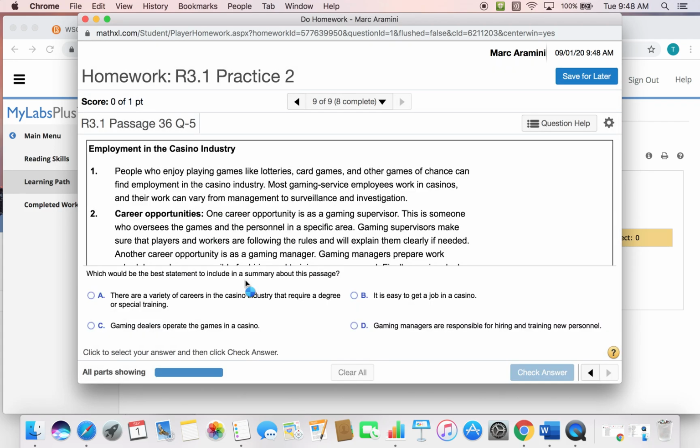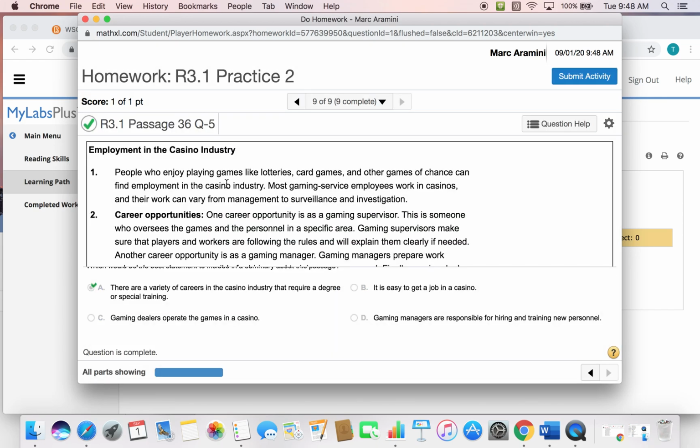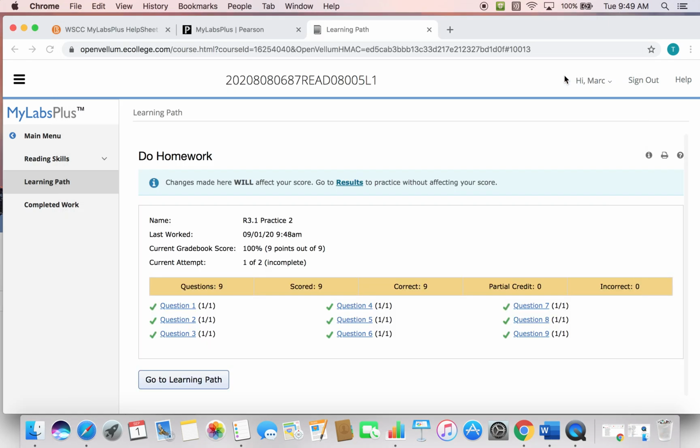Great. What would be the best statement to include in a summary about this passage? The variety of careers in the casino industry require a degree or special training. That's good. Let's see the others. Gaming dealers operate the games in the casino. That's a small part. It's easy. It never says it's easy. It doesn't say anything there. It says there's opportunities. Gaming managers are responsible. That's very specific. So we're going to go with the variety of careers in the casino that require a degree. Okay, great. Okay, last question, and now we hit submit. And we are done with that.